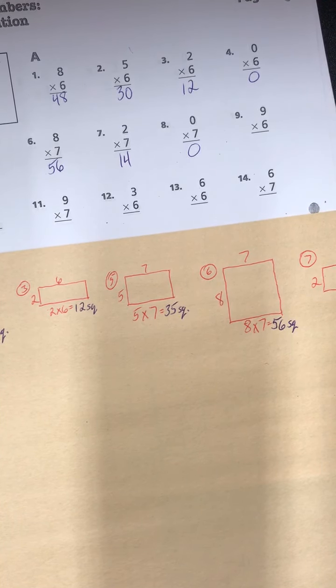Then use your chart to find what 7 times 7 equals. And when you're done, you can go on to number 11.